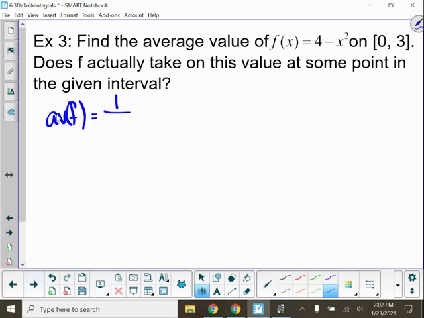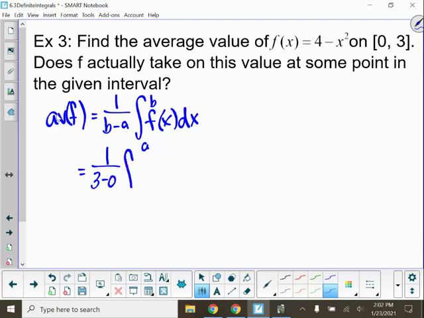So my average value is 1 over b minus a times the integral from a to b of f of x dx. So that's going to be 1 over 3 minus 0 times the integral from 0 to 3 of 4 minus x squared dx. So we can go through and integrate that. We can actually use fnInt as well, so using that option on your calculator.